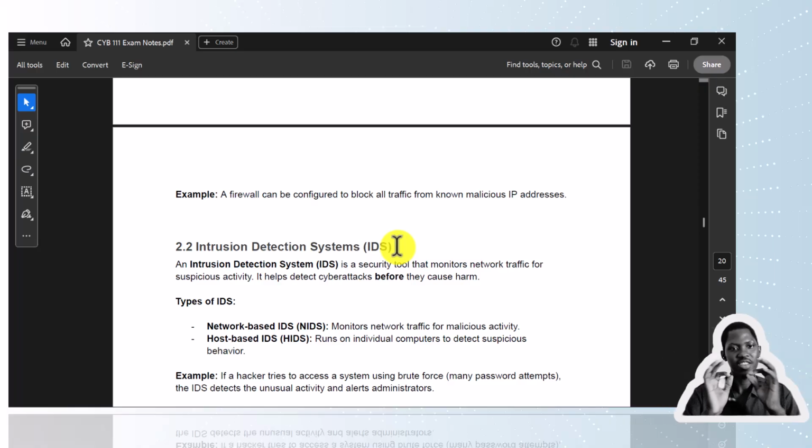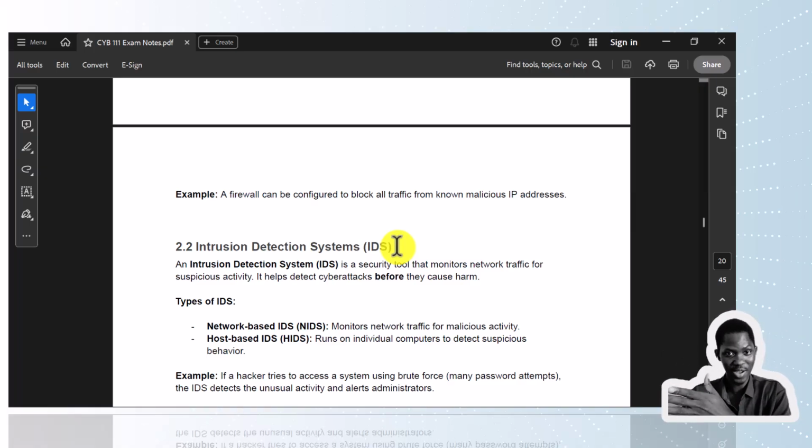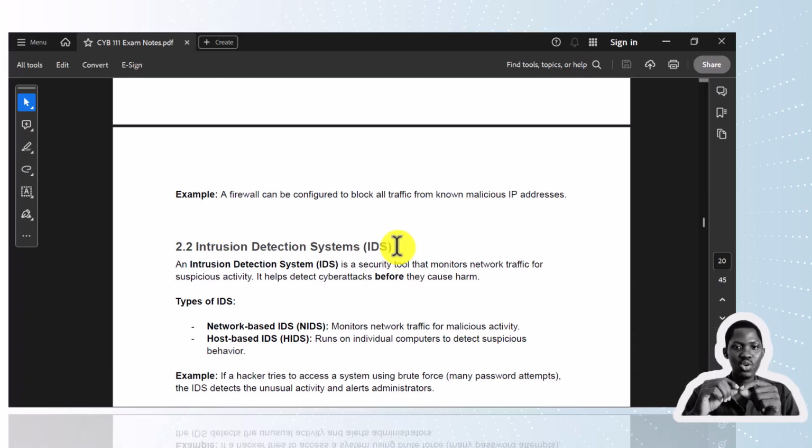Now, an intrusion detection system, as the name sounds, intrusion detection, that is what it does. It's just English. This is a security tool that monitors network traffic for suspicious activity. It's going to detect suspicious activity. So that's the intrusion part and detection part. You understand? It helps detect cyber attacks before they cause harm. Remember, going back to our defensive security techniques, what are we doing? Detecting the cyber attacks before they cause harm.